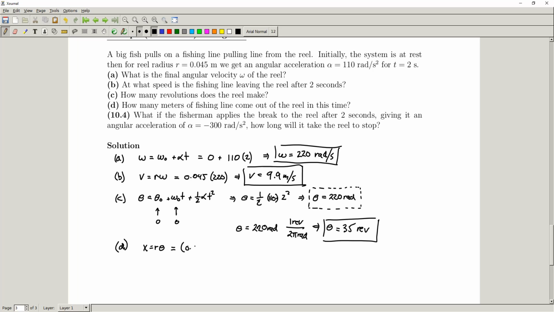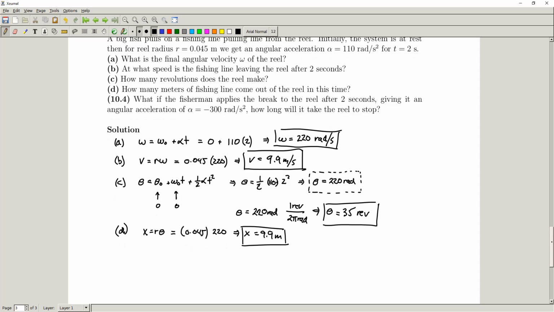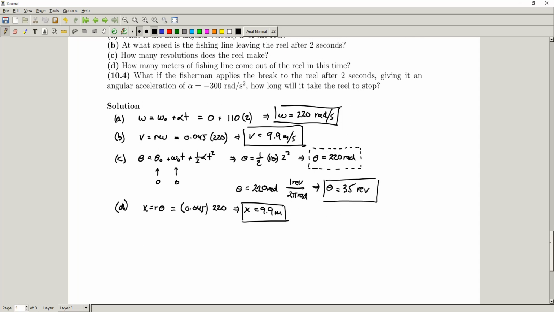What's r? 0.045. And we need our theta in terms of radians here, so that's going to be 220 radians. And this gives us an x equal to 9.9 meters. Okay? And so that's the answer to part D. And do I have space here? I do.